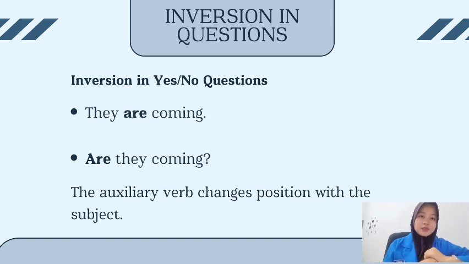Now, let's look at an example of inversion in a yes or no question. Normal sentence: they are coming. When changed into a question: are they coming? Here the auxiliary verb, are, switches position with the subject they. This is the standard way in English to form yes or no questions. Without inversion, the sentence wouldn't sound like a question.